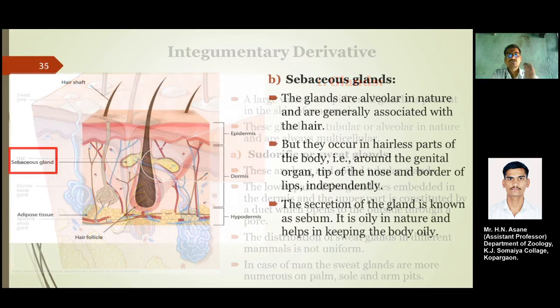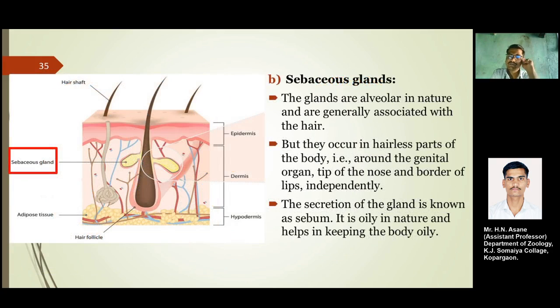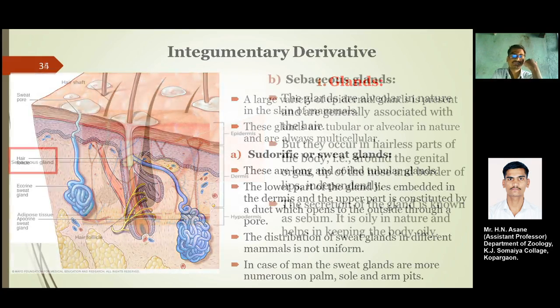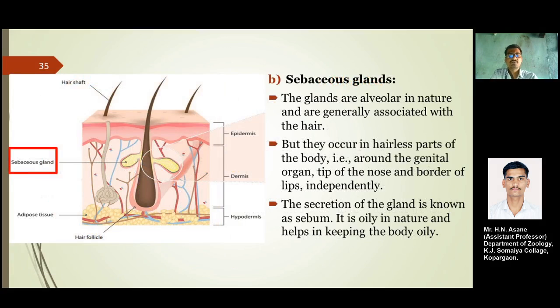So the second gland is the sebaceous gland. As you can see, around the hair shaft, at the dermis region, you can see the various parts known as the sebaceous glands.